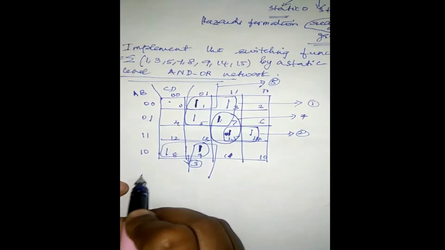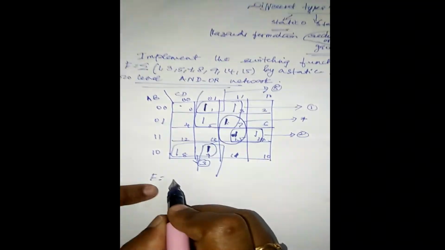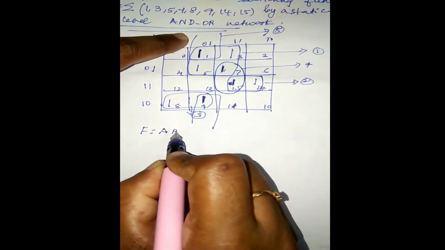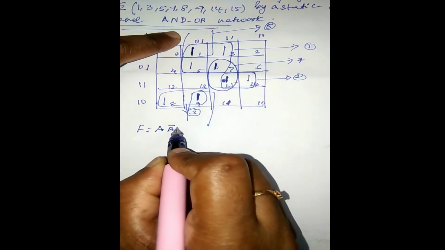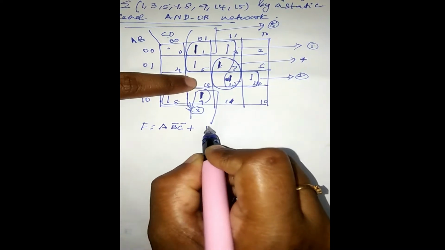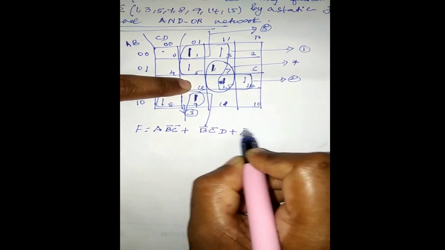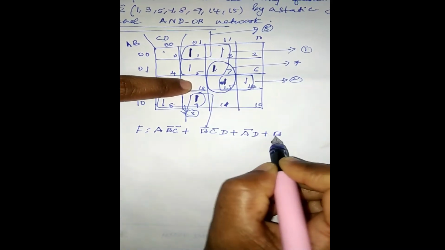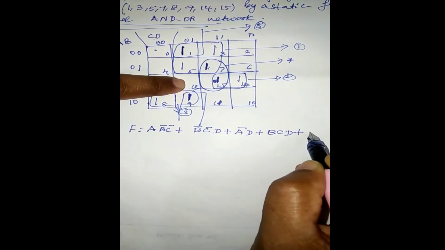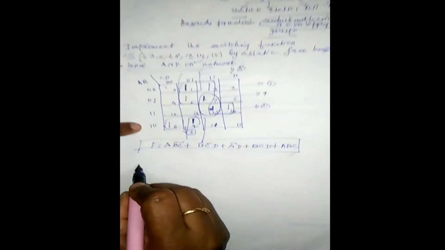So let me write the final expression, as we are very familiar with writing final expressions. Writing it quickly, we get A B bar C for one group, plus B bar C bar D for another group, plus A bar D, plus B C D, plus A B C. Students, this is my final expression, and they're asking us to represent it using an AND-OR network.